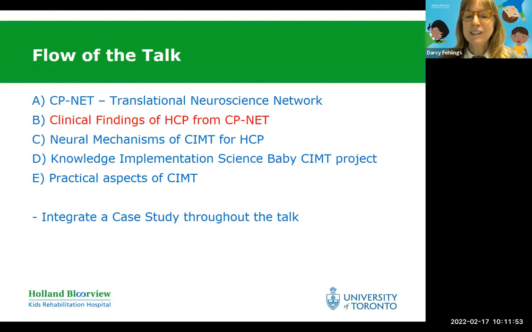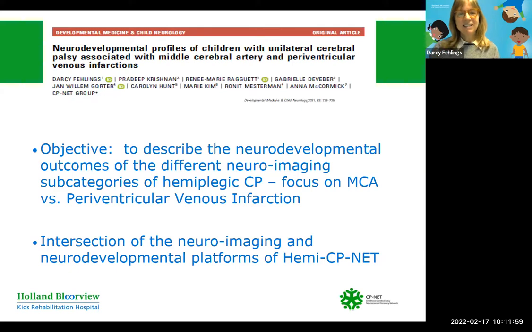So let's move to the clinical findings of hemiplegic CP that we've derived from CPNet. One of the things that we looked at was intersecting our neurodevelopmental platform with the neuroradiology platform. And we looked at neurodevelopmental outcomes of children with hemiplegic cerebral palsy who'd had middle cerebral artery infarcts compared to periventricular venous infarctions.